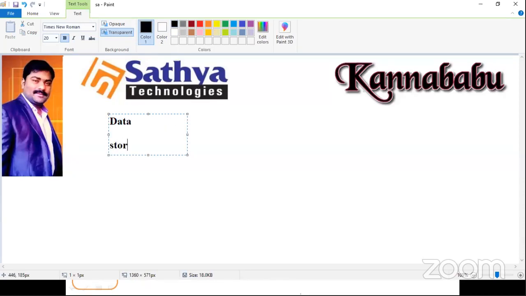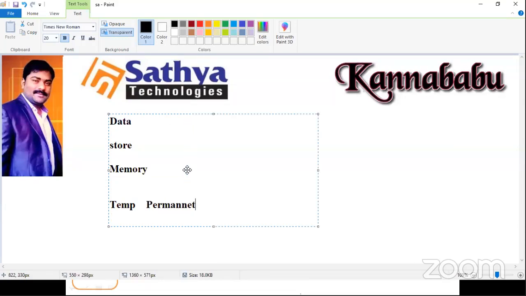Whenever we want to perform any operations on data, we need to store the data. In order to store the data, we require some memory. This memory is basically divided into two types: temporary memory and permanent memory. Temporary memory means RAM. Permanent memory means hard disk. Is it clear? If you want to store the data permanently in hard disk, you have to store the data either in the form of files or in the form of database.